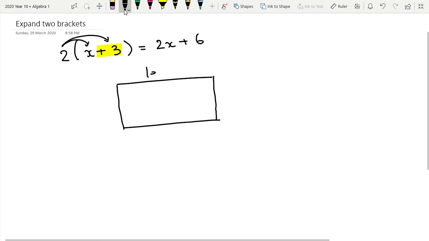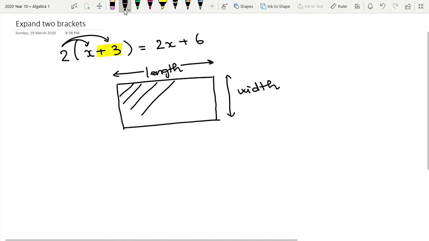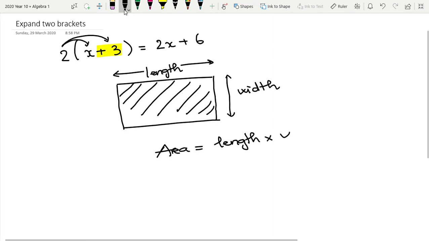So this is the length, and the length goes from here to here, and this is the width, and the area is how much is inside this rectangle. So the area of the rectangle is going to be length times width. Okay, so now you all know the area of the rectangle is length times width, and we're going to use this idea to talk about expanding two brackets.